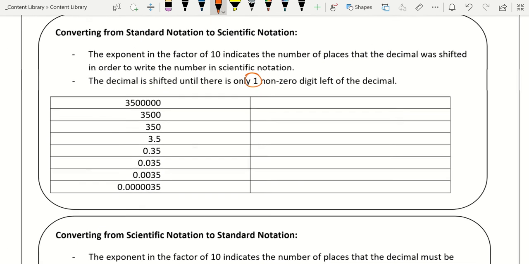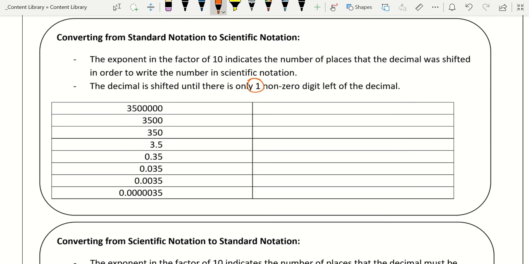So let's look at these ones. So we have here 3.5 million, or 3,500,000. And we start here with the decimal in its normal place. And when we want to move into scientific notation, we simply count how many decimal places we can move over to make there only one non-zero digit. So 1, 2, 3, 4, 5, 6. And so we end up with 3.5 times 10 to the 6.